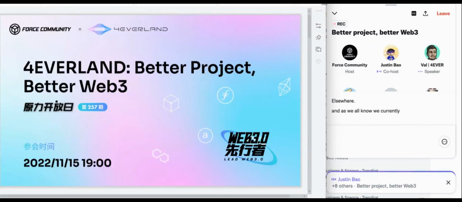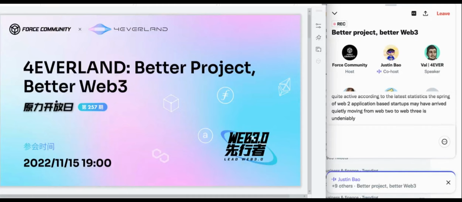As we all know, we are currently in a deep bear market, probably much crueler than ever. Most of the token prices and transactions have fallen approximately 40 to even 70% from the peak. However, development activities continue to be quite active. According to the latest statistics, the spring of Web2 application-based startups may have arrived quietly. Moving from Web 2 to Web 3 is undeniably the big trend ahead of us. So how to gain more innovations in Web 3 and how to onboard more users from Web 2 are some of the questions worth thinking about.